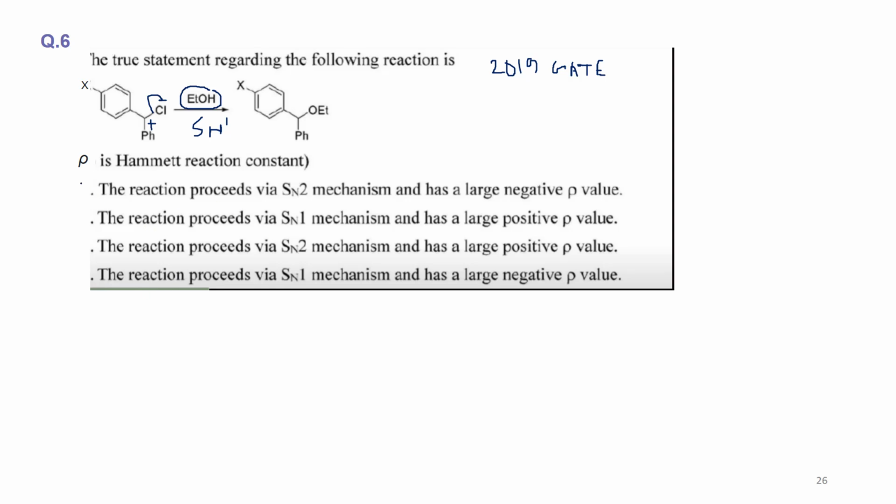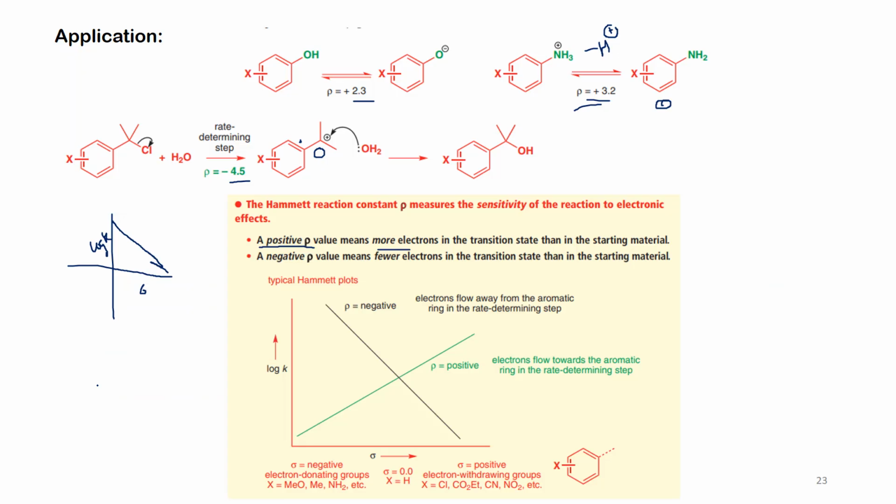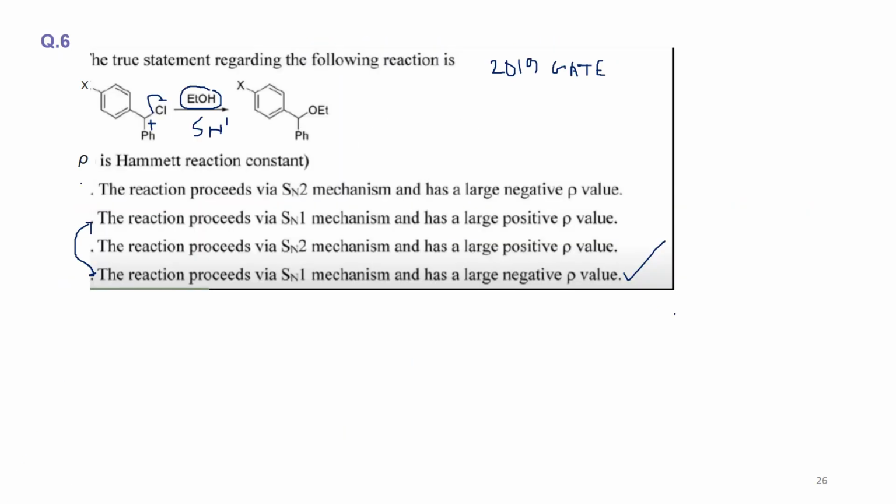So the first and third options are already cancelled. The right answer will be between these two. Now let's see: one has a large positive rho value, one has a large negative rho value. Which will be the correct answer? This one, because obviously in case of an SN1 reaction, while this positive character is generated as the intermediate, the rho value is always negative.